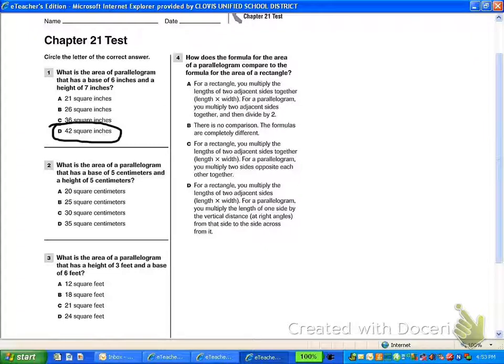So parallelogram, again, this is a rectangle, but a parallelogram is more of this. So they could draw it and say a base of 6 inches and a height of 7 inches. And 7 times 6 is 42.